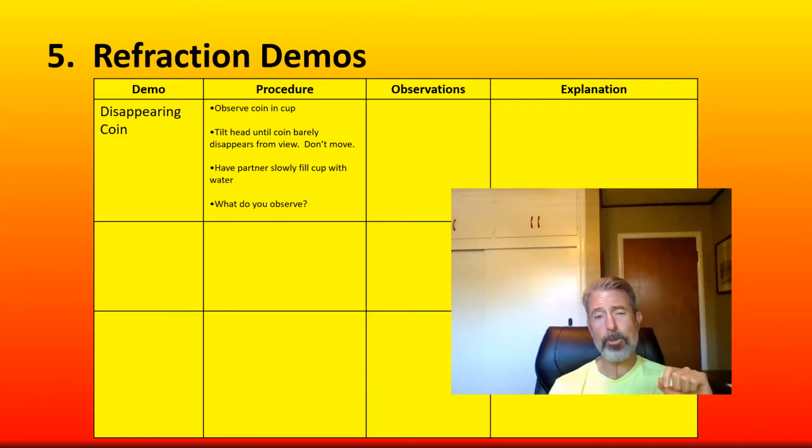In the next several slides, we will take a look at some of the effects of refraction. Just to point out, many optical illusions, a lot of magic, has to do with the refraction of light, the fact that light rays bend and can fool the mind, as we'll see in this next demonstration of what I call the disappearing coin trick.